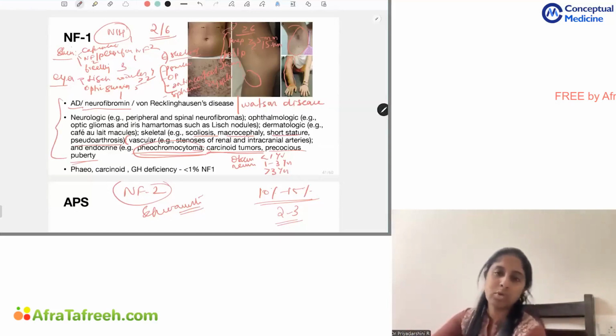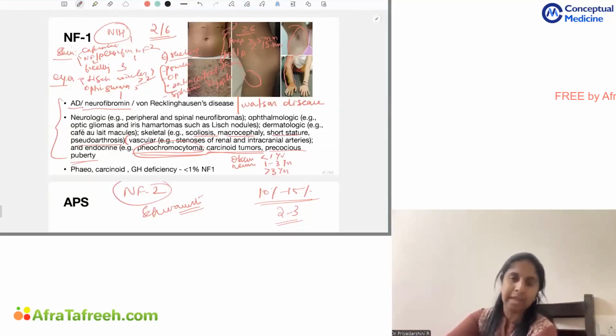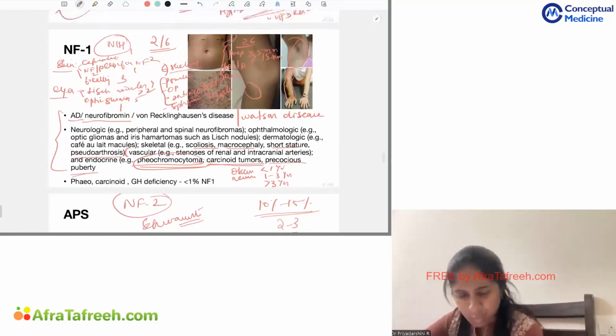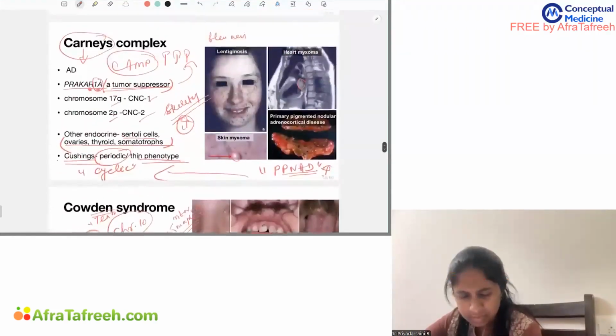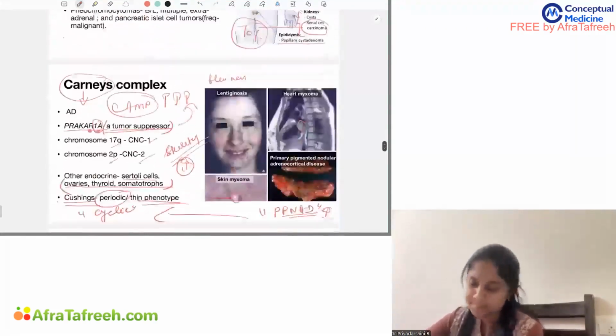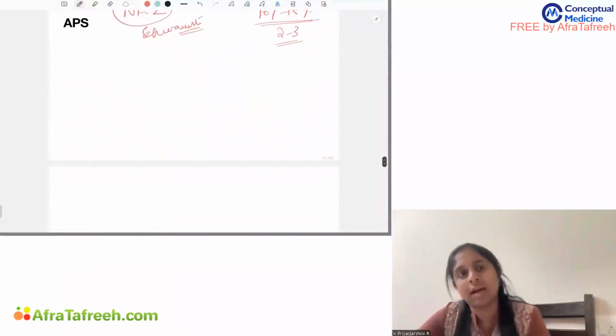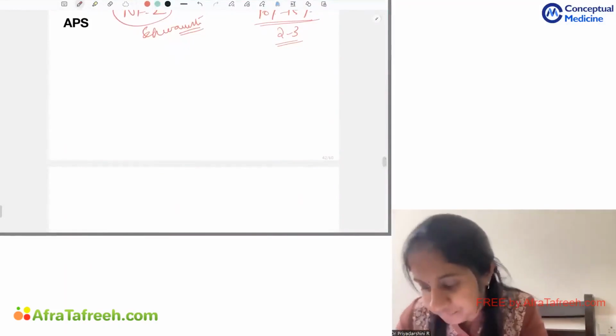So in MEN syndromes, you have to know about all the syndromes in detail. What is neurofibromatosis? McCune-Albright, Carney complex, and the other two, like hyperparathyroidism-jaw tumor syndrome, and what else have I left? Von Hippel-Lindau disease. Okay. So moving on to the final section, which is autoimmune polyglandular syndrome.